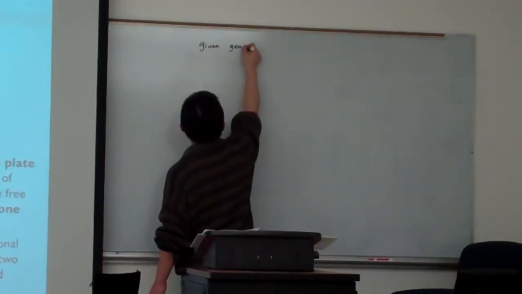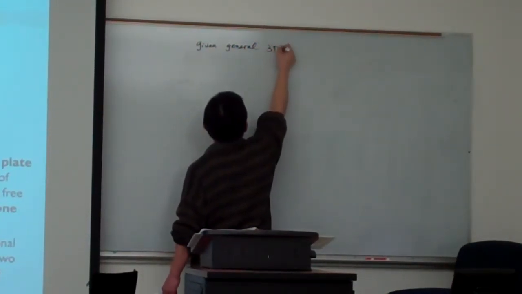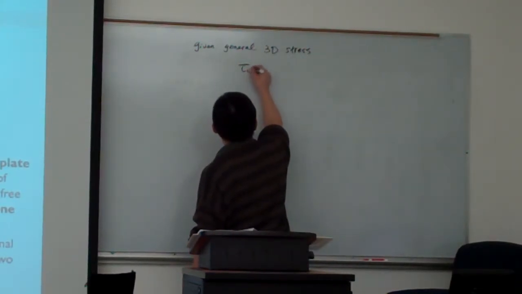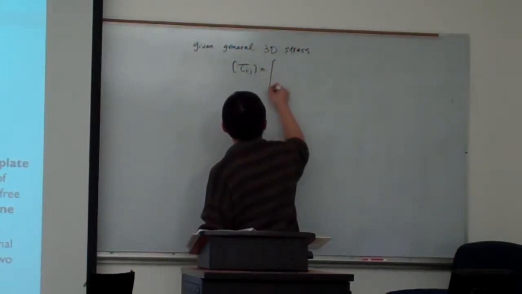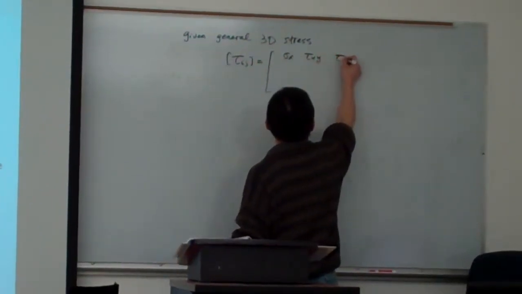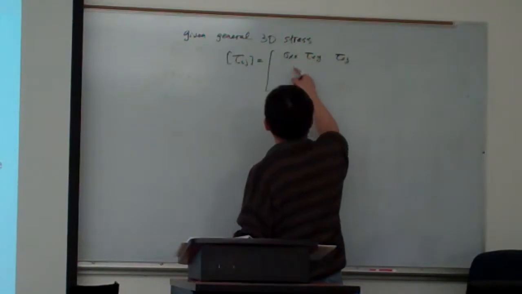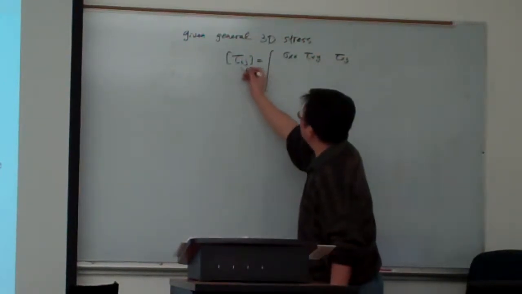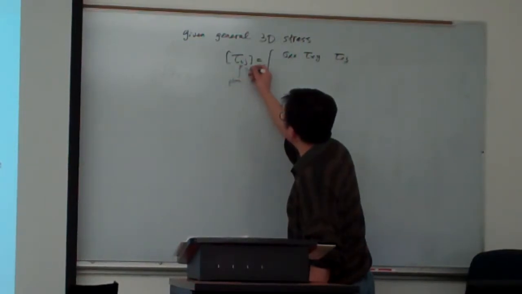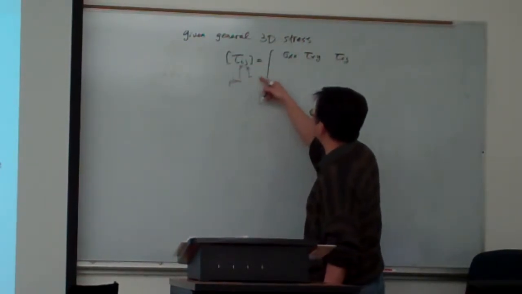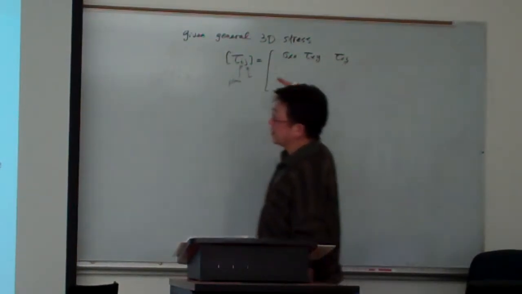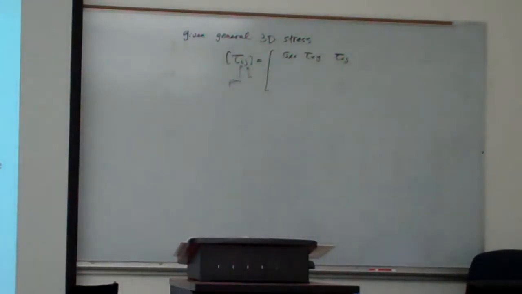In general, the 3D stress is tau ij equal to sigma x, tau xy, tau xz. Again, the first symbol indicates which plane the stress is lying on, and the second one indicates the direction. So this is the stress element in the x-plane.